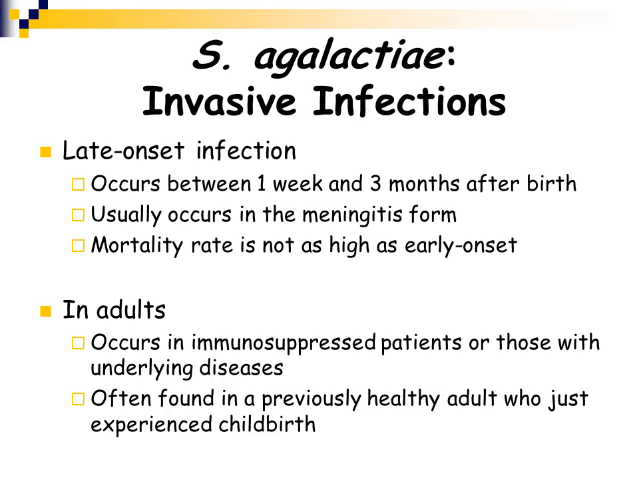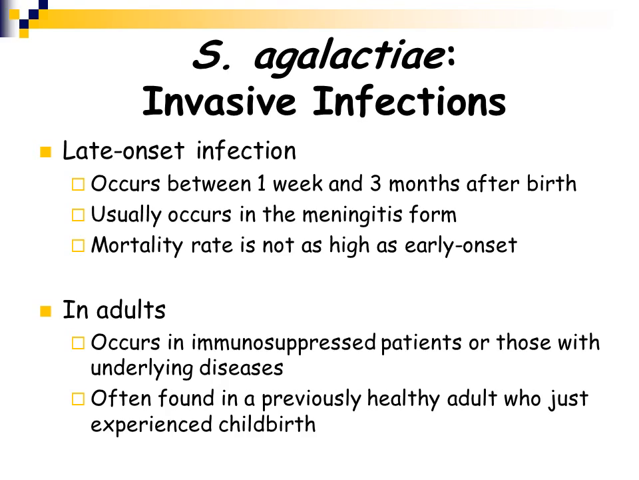Late onset group B strep infections occur between 1 week and 3 months after birth. Usually this is a meningitis that develops. The mortality rate is not as high as the early onset infection, but anytime someone gets meningitis, that could be a very severe infection. So it still is associated with mortality.